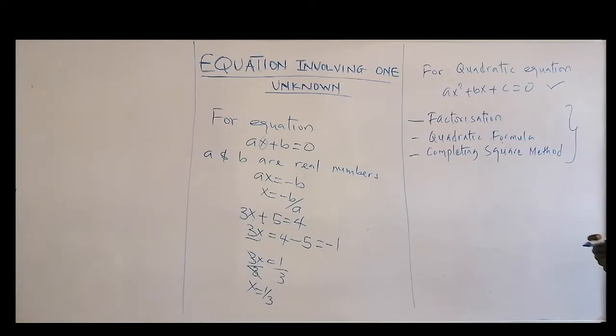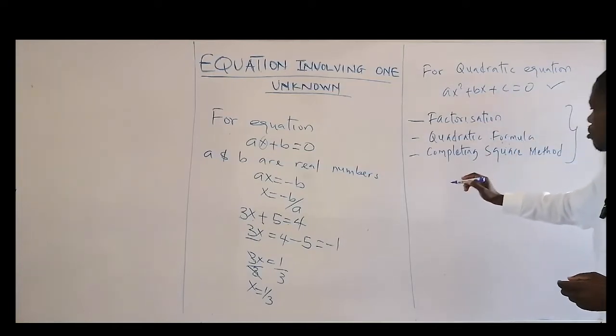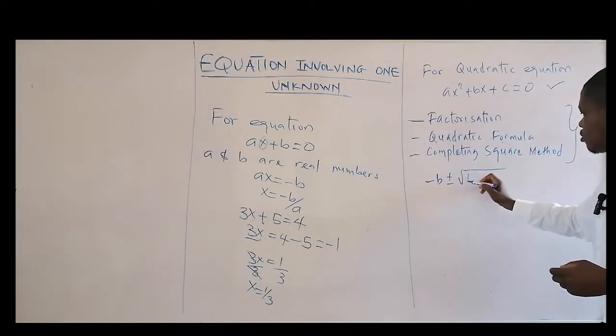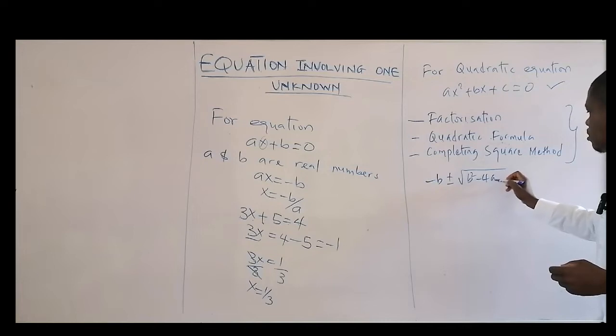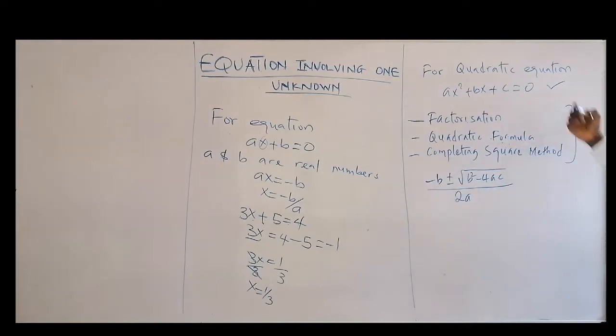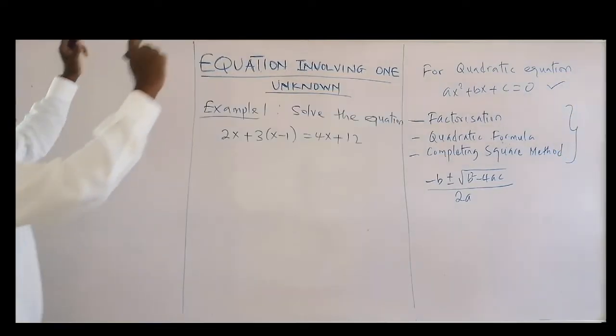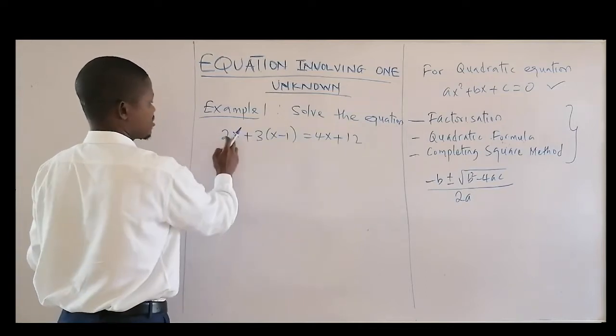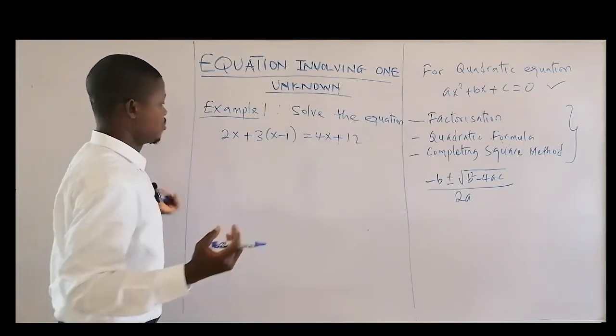The quadratic formula is of this form: x equals minus b plus or minus the square root of b squared minus 4ac, all over 2a. You can use it to generate the unknown in that equation. So this is what we have here, and the only variable we have, which is unknown, is just the x.